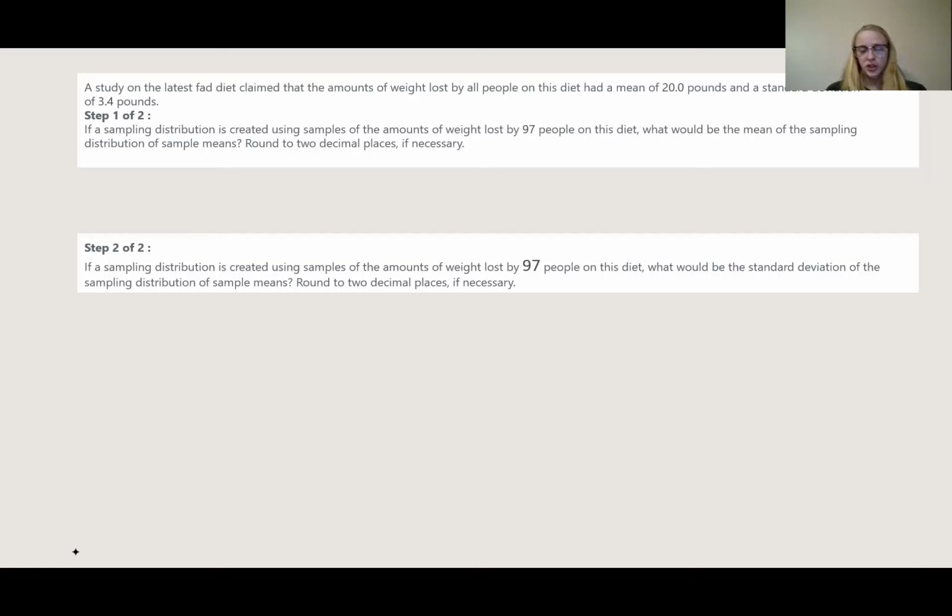So again, this question sounds really wordy, but when it says the sampling distribution of sample means, it's just asking what your mean would be. In this case, we've used the formula before where the mean of the population and the mean of the sample in the central limit theorem are equal. So all we have to do is find the mean that they give us in our problem, and that will be our answer. If we read up here, it says the mean is 20 pounds, and so that is our answer.